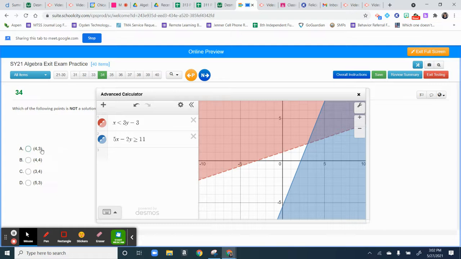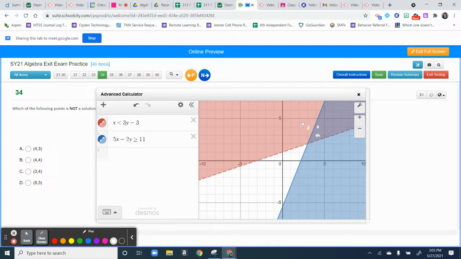So now I'm going to look. So (4, 3) is right here, and that is inside the two spots. Maybe white would show up better. Okay, so (4, 3) is right here. That is a solution. (4, 4) is right here, also in the spot where they overlay each other. (3, 4). So (3, 4) is over here.